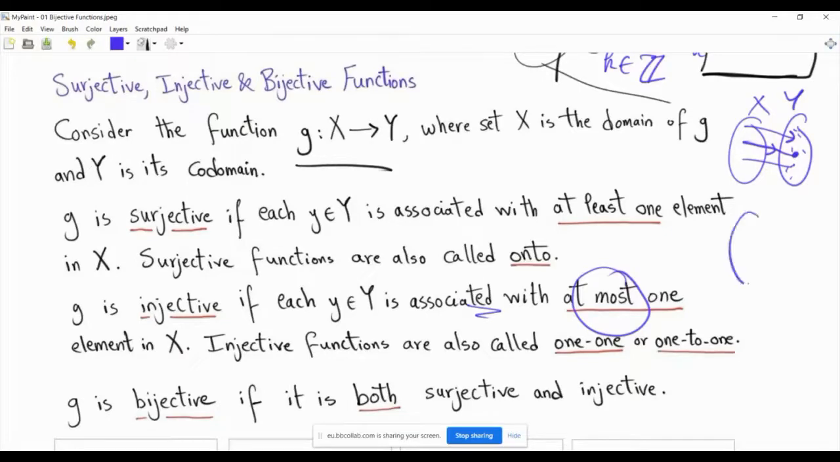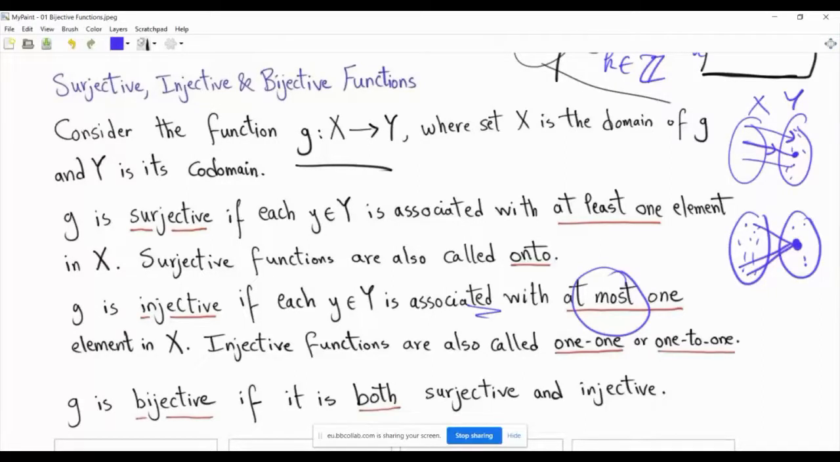Okay, so for example, with a surjective function, each element in y is associated with at least one element in x, and you can actually choose to take all your elements in x and associate them with the exact same element in y. You can do this, for example, if you have a constant function.